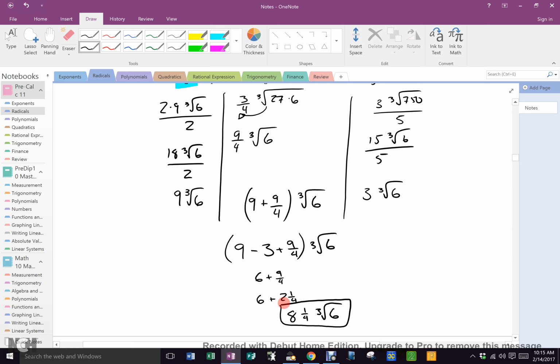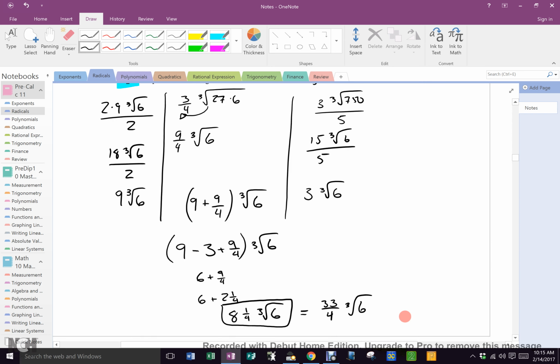Now, how many different ways could I write that? There's a ton, right? This is the same as 33 over 4 cube root 6, isn't it? And it's 33 cube root 6 all over 4, isn't it? Do I care what you do? Not even a little. Understand? And here is what I mean by that.